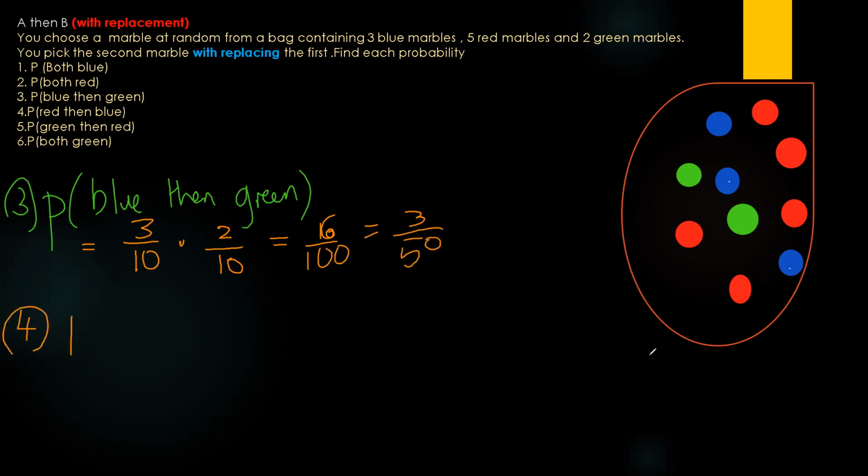Number 4 now. The probability of red, then blue.